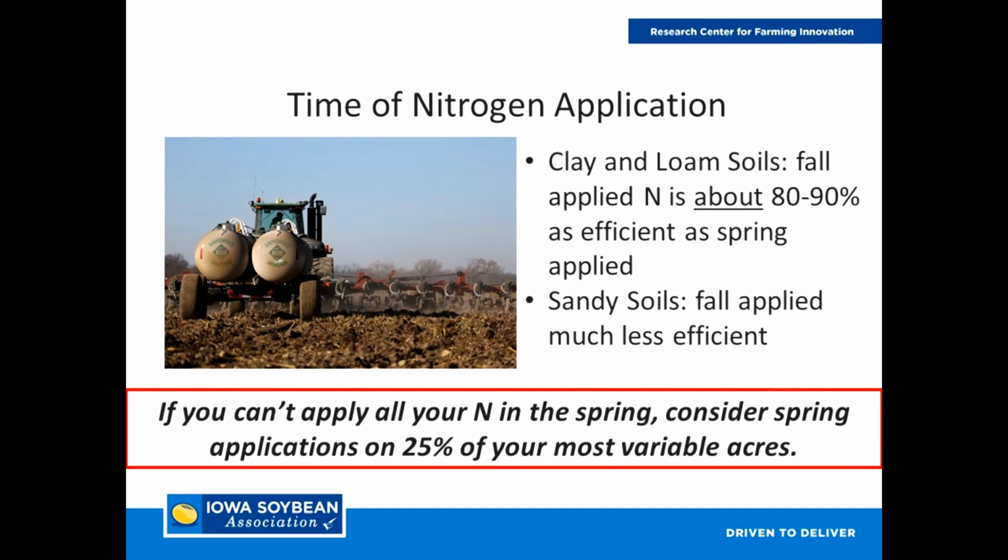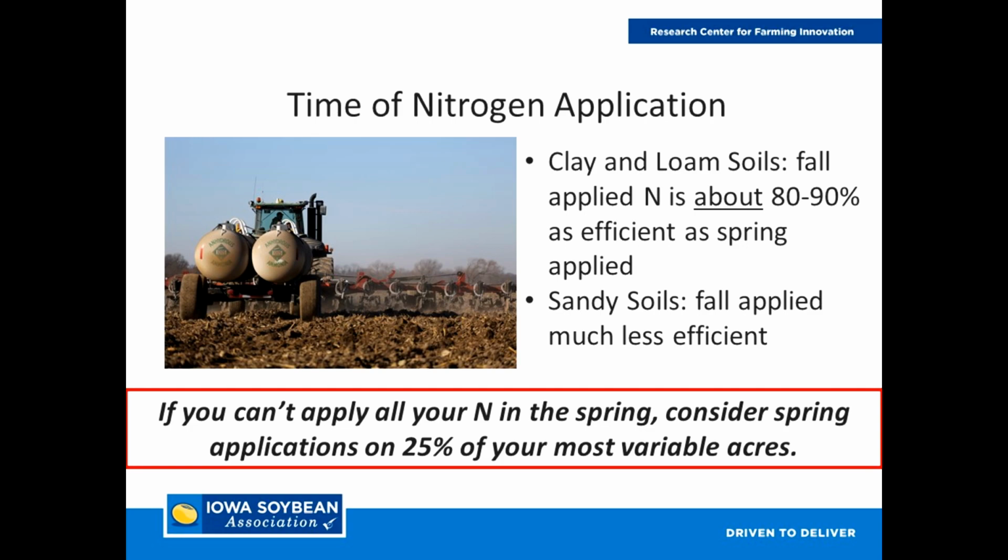First thing I want to talk to you about is time of fertilizer application. We're all thinking about fall, or we're starting to, and I wanted to comment about the time of nitrogen application with you. So in an anhydrous situation, clay and loamy soils, for fall applied nitrogen, you're about 80 to 90% as efficient as you are with spring applied. So keep that in mind as you make your planning this coming fall. If you're on sandier soils, fall applied can be much less. You can be down as low as 40 to 60% as efficient on sandy soils.